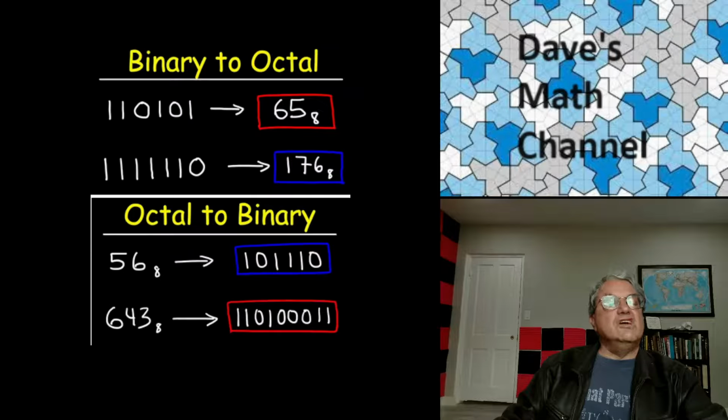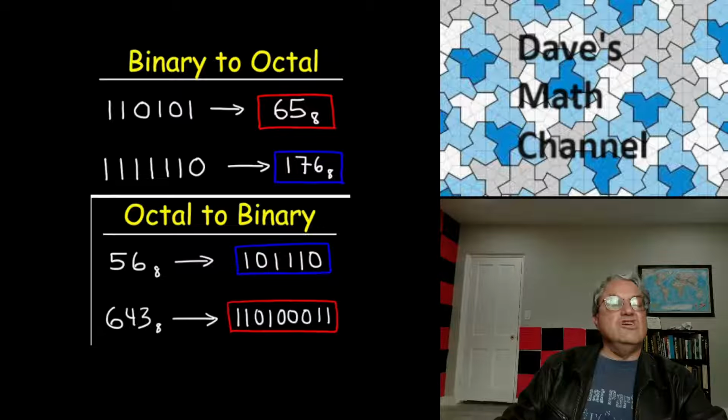And it's just as easy to go in the other direction. I guess we were doing octal to binary. We were actually doing the other way around, binary to octal. So here's another example of binary to octal. 110, that's 6. That's your first octal digit. 101 is 5. It's your second octal digit. So 110101 becomes 65 in octal.